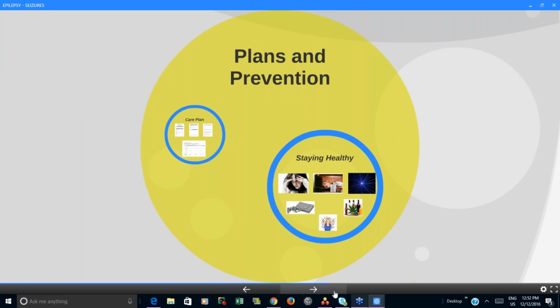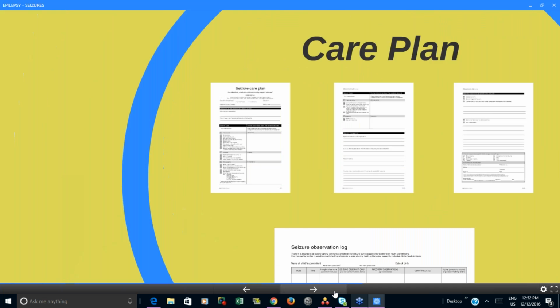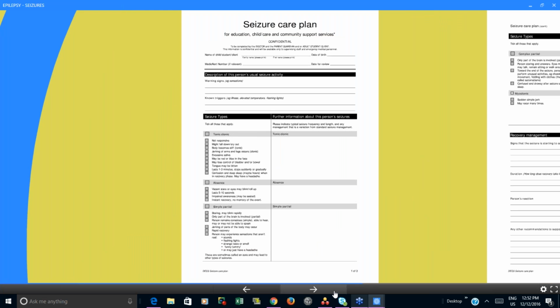We're going to turn to looking at plans and prevention. It's really important that if somebody has a seizure or epilepsy, that they have a care plan. A seizure care plan needs to cover a number of different areas, and it should be signed by the doctor or the neurologist that is providing the primary health care for that person. This is an example of a seizure care plan to use.